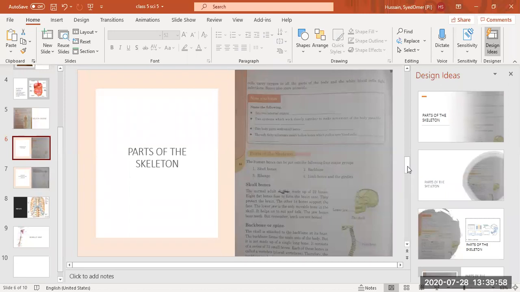Zebra, can you tell? Unmute yourself. What is meant by spinal cord? I don't really know how to explain.